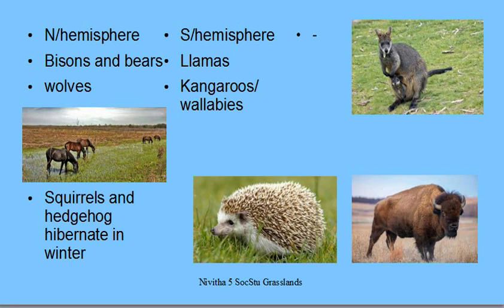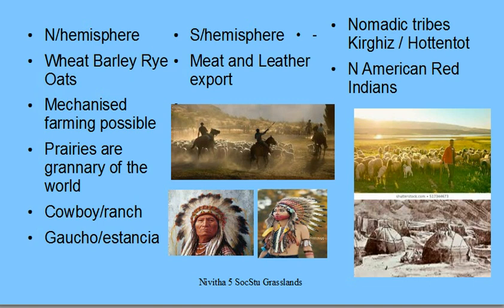Coming to human life, in the northern hemisphere, the agriculture is mainly wheat, barley and rye and sometimes oats. Because it is grassland and plains, mechanized farming is possible. So you have combine harvesters and other such machines. Mechanized farming is possible, and the combine harvester was invented only because the plains of the prairies made it convenient for using machines for agriculture.